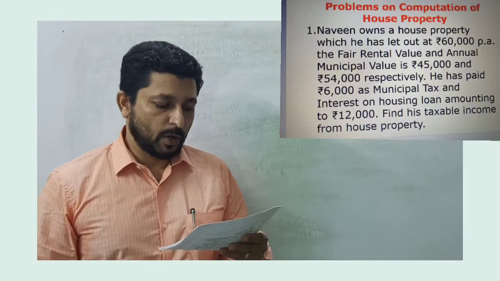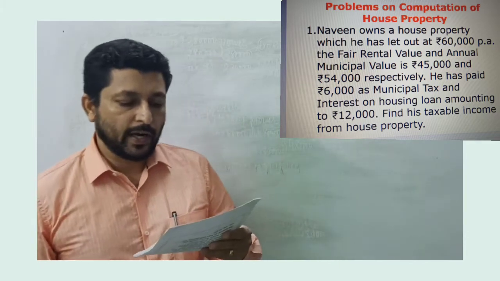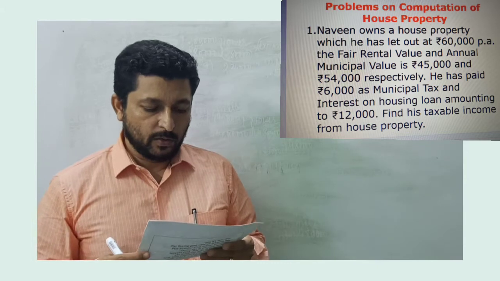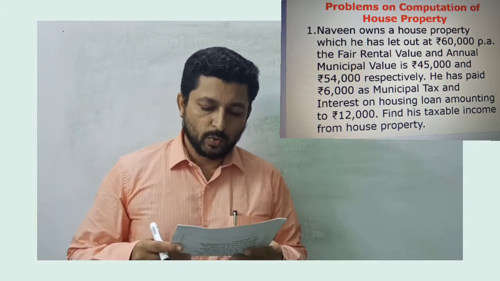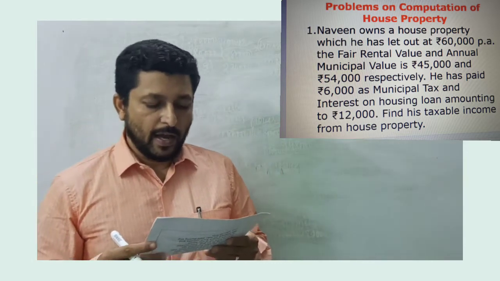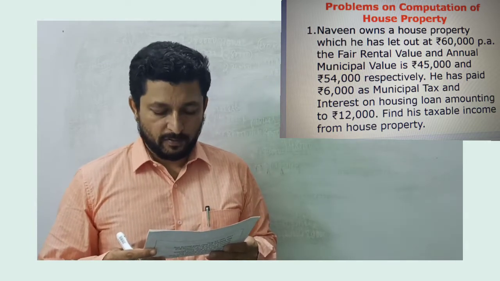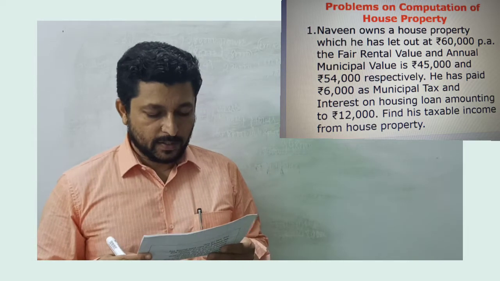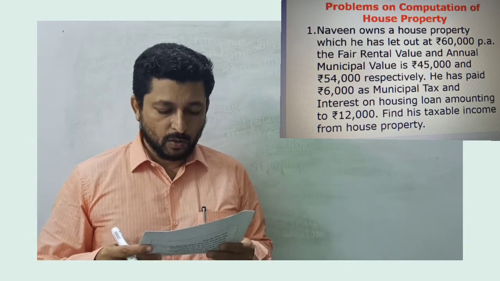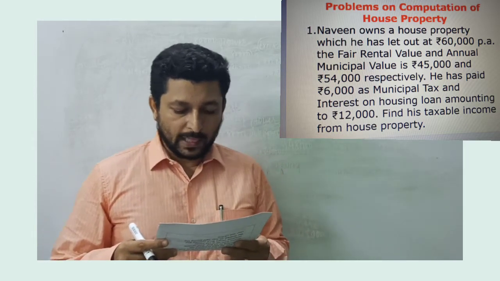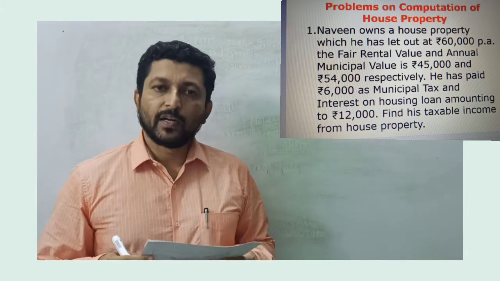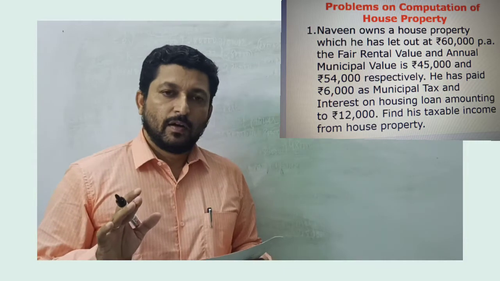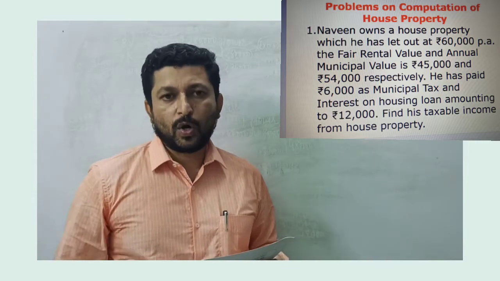Naveen owns a house property which he has let out at rupees 60,000 per annum. The fair rental value and annual municipal value is rupees 45,000 and rupees 54,000 respectively. He has paid rupees 6,000 as municipal tax and interest on housing loan amounting to rupees 12,000. Find his taxable income from house property. Now in this particular problem, standard rent is not given.